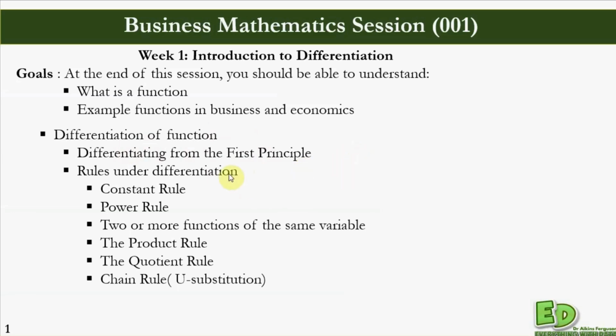We're looking at the rules under differentiation: constant rule, the power rule, the two or more functions of the same variable, also known as the sum or difference rule. We'll look at the product rule, the quotient rule, the chain rule, which has to do with composite functions that are not easily to be differentiated. So we use what is called the chain rule.